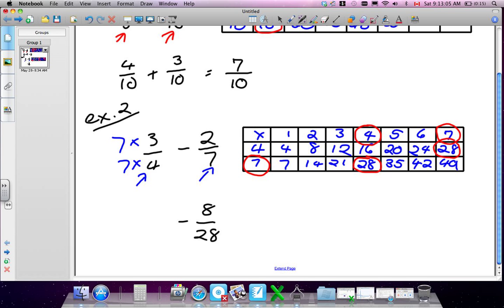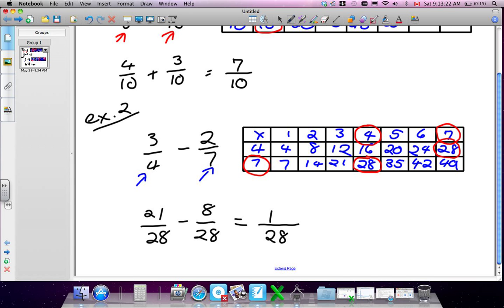Okay, now our answer, what's the denominator going to be? 28. Great. And our top, what do we have to do? You have to subtract 21 and 8. So what will we get? 13. Hey, very, very good. Excellent. Is that easy? Yeah.